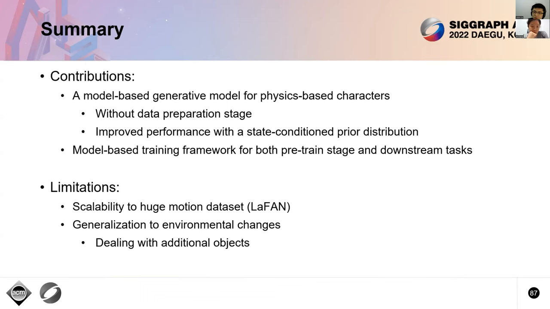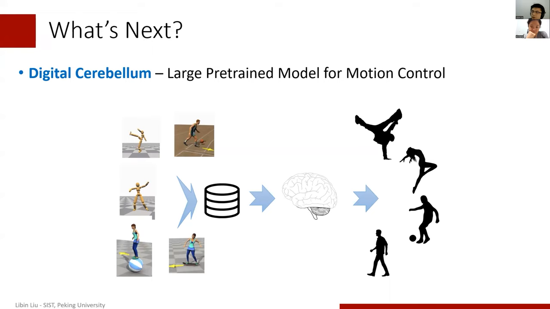And that is exactly what we can do next. The first is whether we can train a ChatGPT-level motion model. We can call it a digital cerebellum, basically like how an animal's cerebellum is related to its motion. If we can do that, we can use it to do very interesting things.